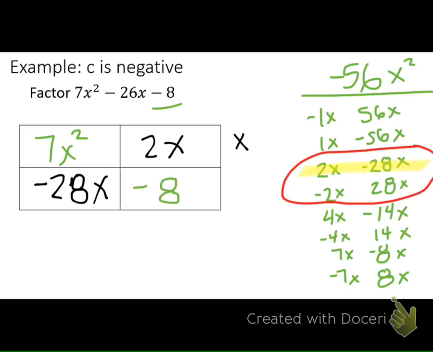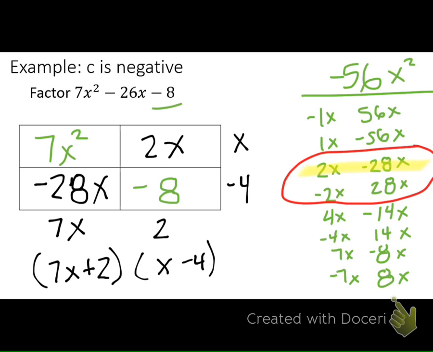So my first row has an x. My second row has a negative 4. So my first column has a 7x, and my second column has a 2. So in this case, my answer would be 7x plus 2, because that 2 was positive, and x minus 4.